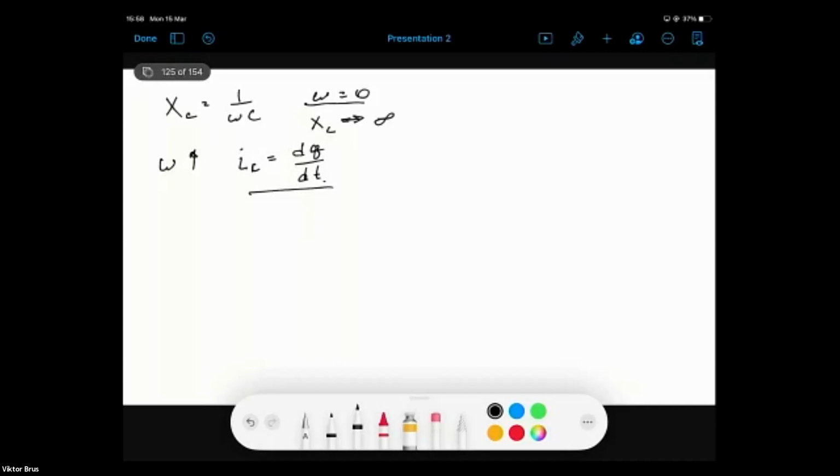That is opposite to the inductive reactance, which increases with increase of frequency because of Faraday's law. So they have different physical nature, this inductive reactance and capacitive reactance. But in the circuits of alternating current, they behave similarly, just the key difference is the phase difference. For the inductor, current is lagging behind voltage. For the capacitor, current is leading voltage.